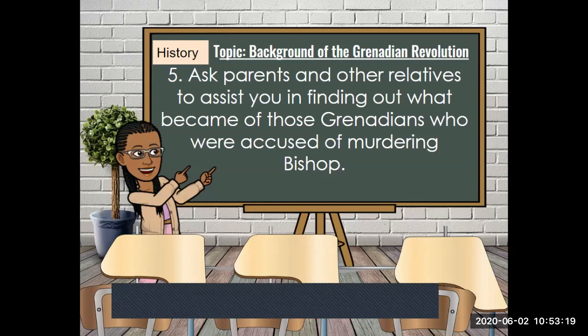Now, as an extension feature, you can ask your parents and your relatives, any older member of your household or your community, to help you find out what happened to those Grenadians who were accused of murdering Bishop. Because remember, Bishop overthrew Gairy, who was the first prime minister. But when he overthrew him, Gairy was at a UN meeting in New York, and so Bishop and his crew took over Grenada behind his back and threw him out of power.